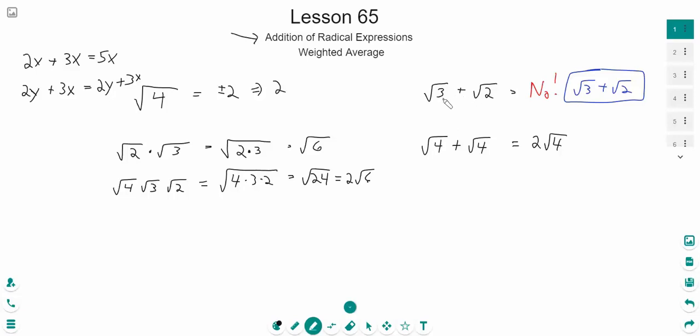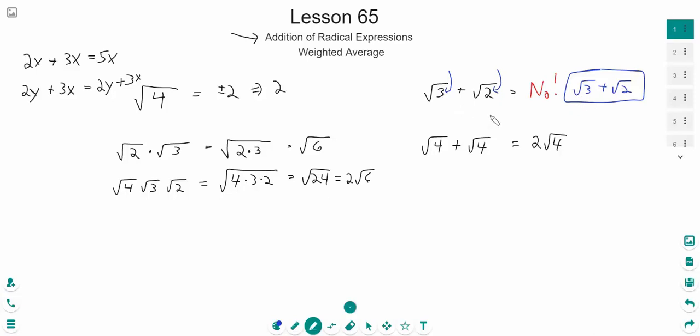They're not like terms because the radicands, the numbers underneath the radical sign, these guys, are not the same. They're different. And therefore, we think of them as not being like terms, and there's nothing that we can do to simplify this. The solution is simply the same thing as the problem.